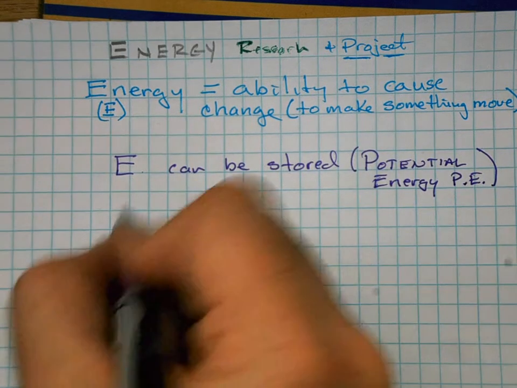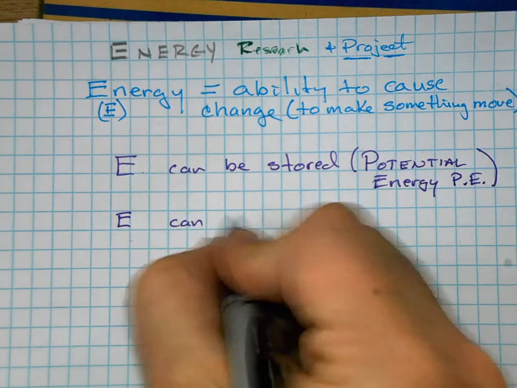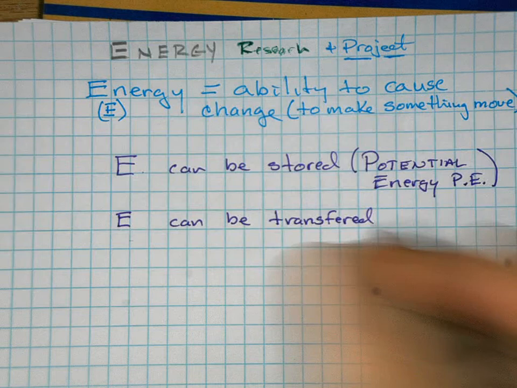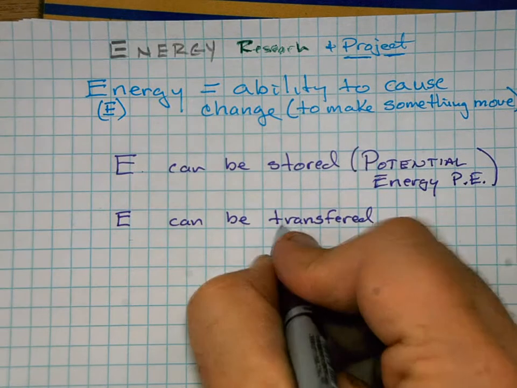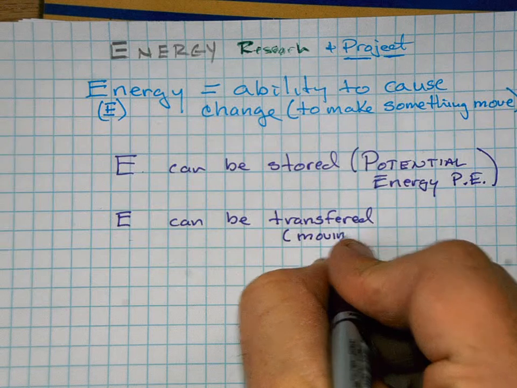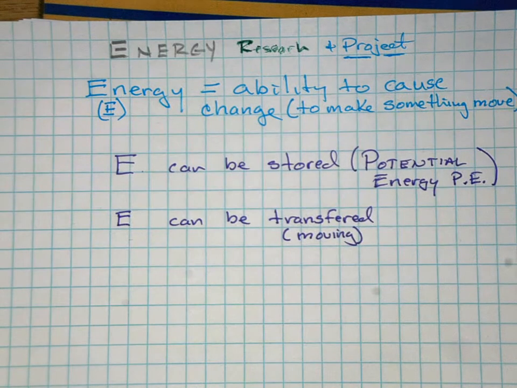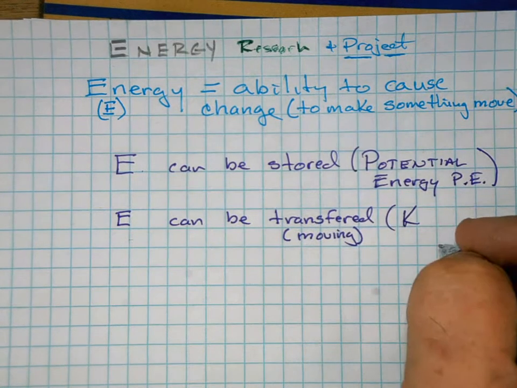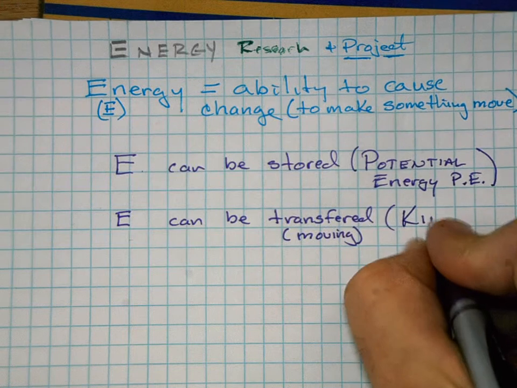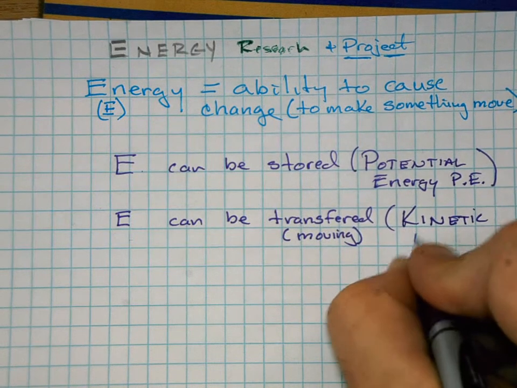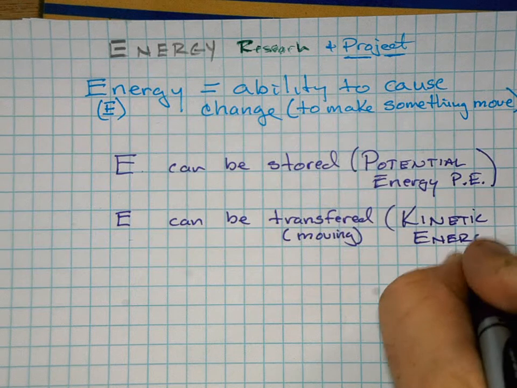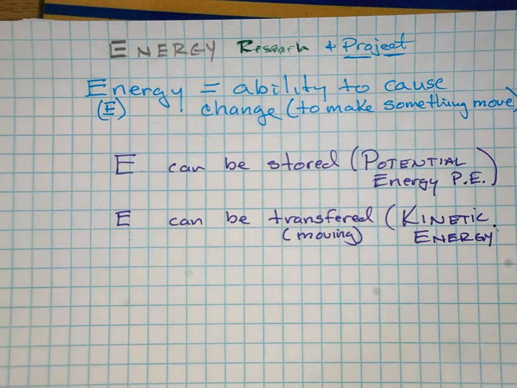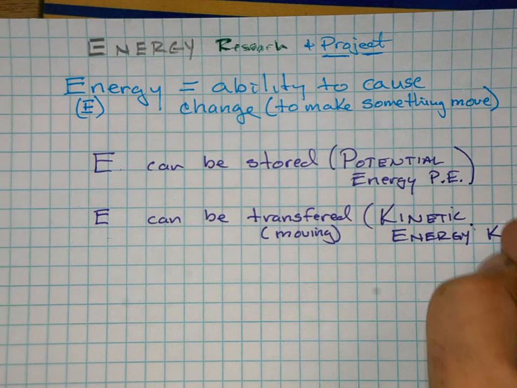Energy can be transferred is the next one. Energy can be transferred, which kind of implies you're moving it. Transfer is some type of moving. And that we call kinetic energy. Kinetic, from the old Latin word kinin, which means to move. K-I-N-E-T-I-C. Kinetic energy. Usually in chemistry, we'll be measuring kinetic energy by measuring heat. Abbreviation will be KE.